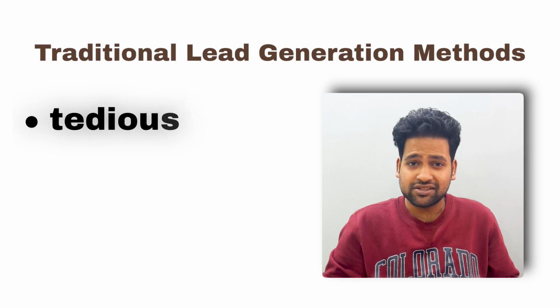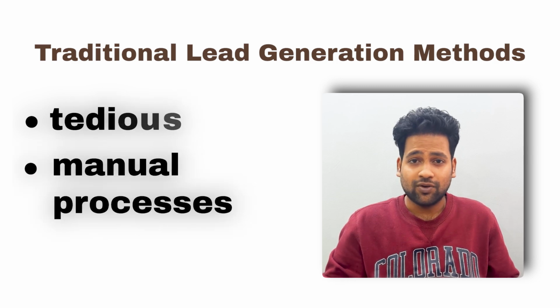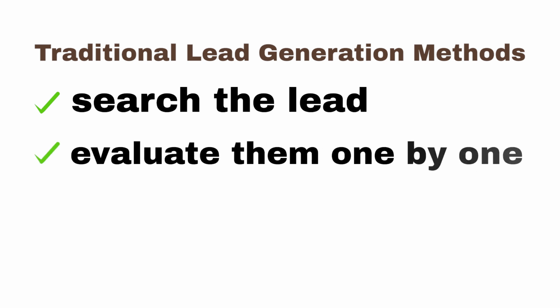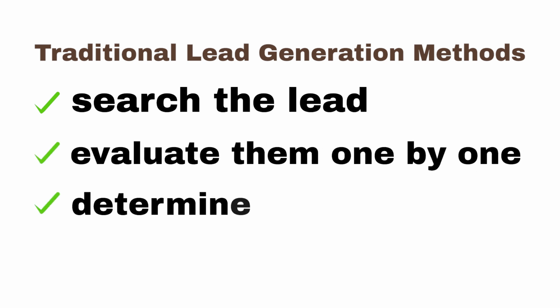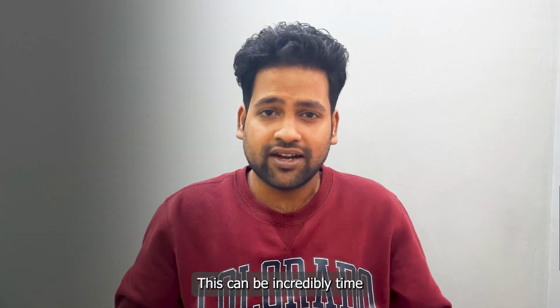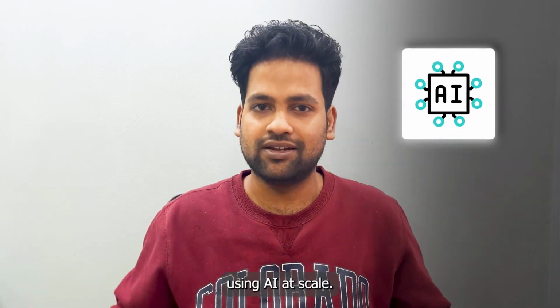Let's talk about the traditional lead generation method first. They often involve tedious and manual processes where you have to search the leads, evaluate them one by one, and determine if they are a right fit for your business or not. This can be incredibly time consuming and inefficient. In case you are doing this, you are going to love this video because I am going to show you how we can do all this using AI at scale.